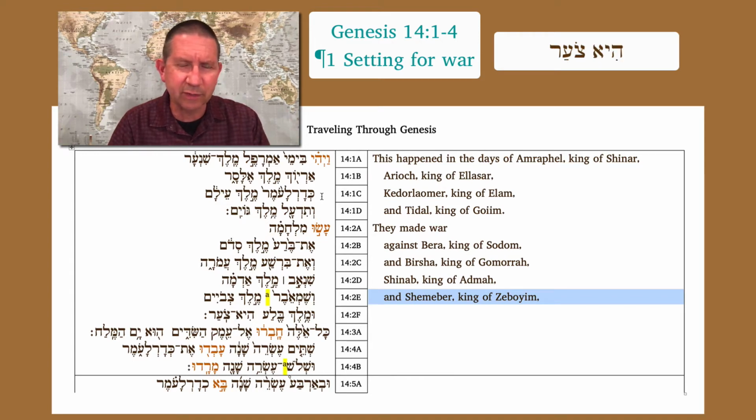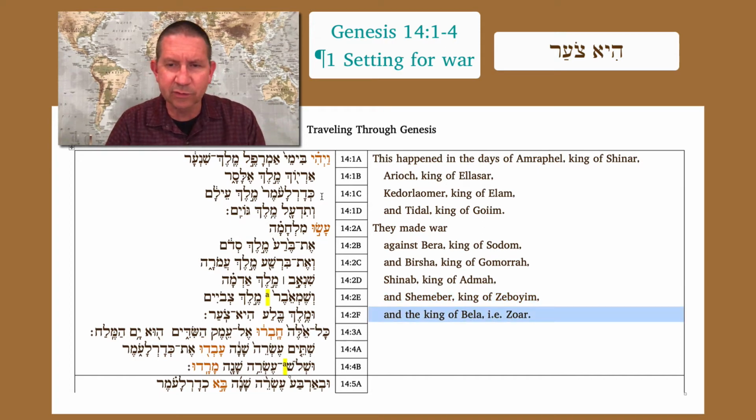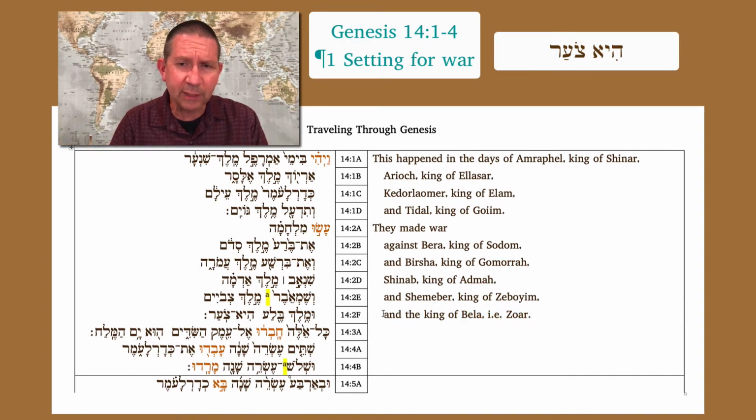Could have put that on its own line. That's like a parenthetical noun clause. It is Tsoar, but since we're just identifying what that previous noun is, I kept it on the same line in English. I just used i.e. as a specifier.